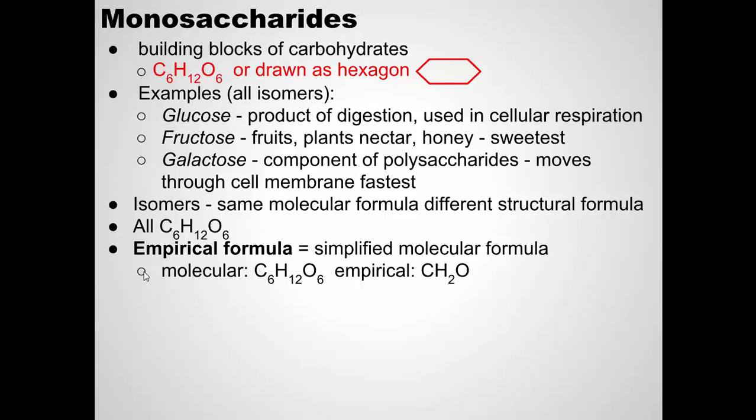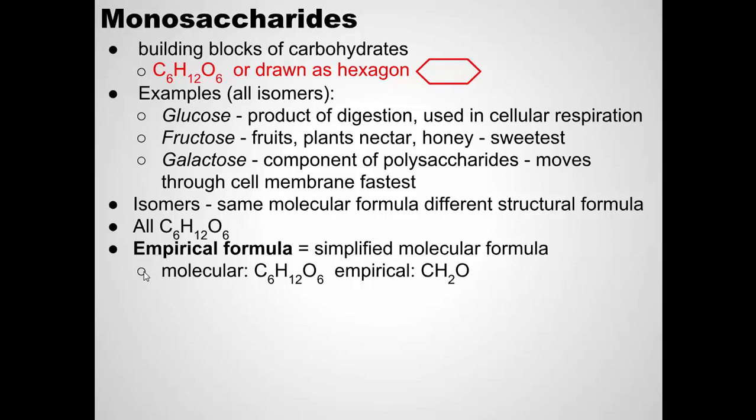Fructose is a plant-based sugar. It includes honey has fructose, plant nectar that's used to attract pollinators. Fruits have fructose in them. It's a very sweet sugar in terms of taste, and that's why fructose is used for what?